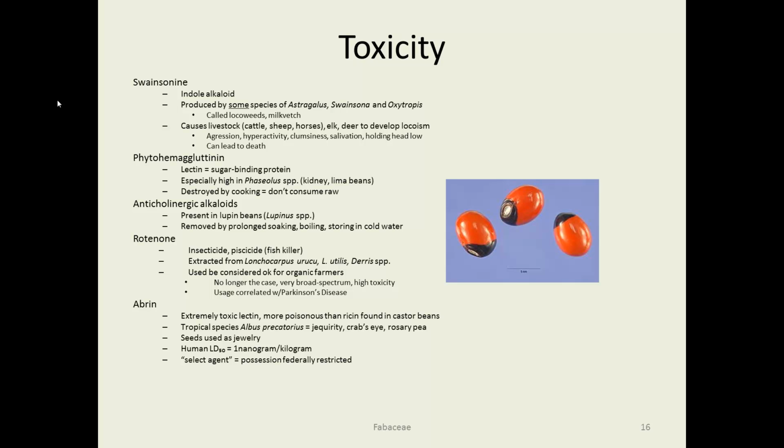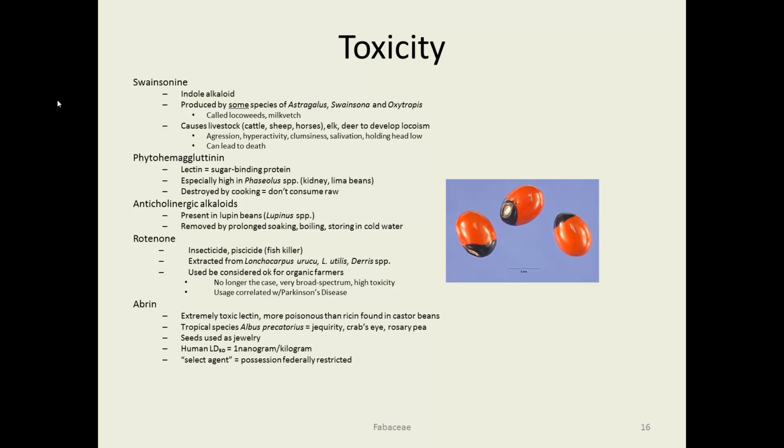Toxicity, there's plenty of toxicity in this family. Local weeds are commonly known. Primarily the problem is caused by an alkaloid called swainsonine, which was first found in Swainsona, one of the genera where you find a lot of this. But Astragalus in our west is famous for causing livestock and some native animals, elk and deer, to develop this locoism. They act crazy. That's kind of why it's called loco. They get aggressive. They're clumsy. They hold their head down and kind of foam at the mouth, and it does sometimes lead to death.